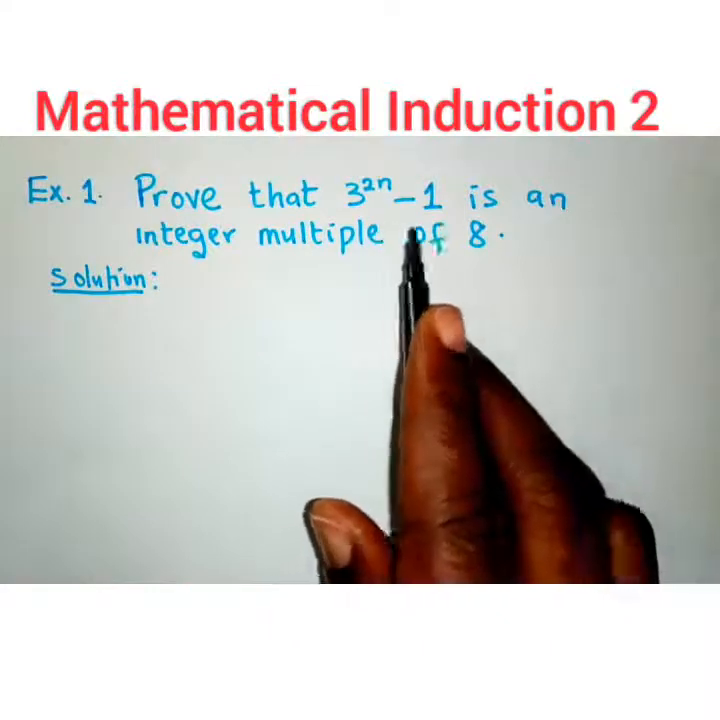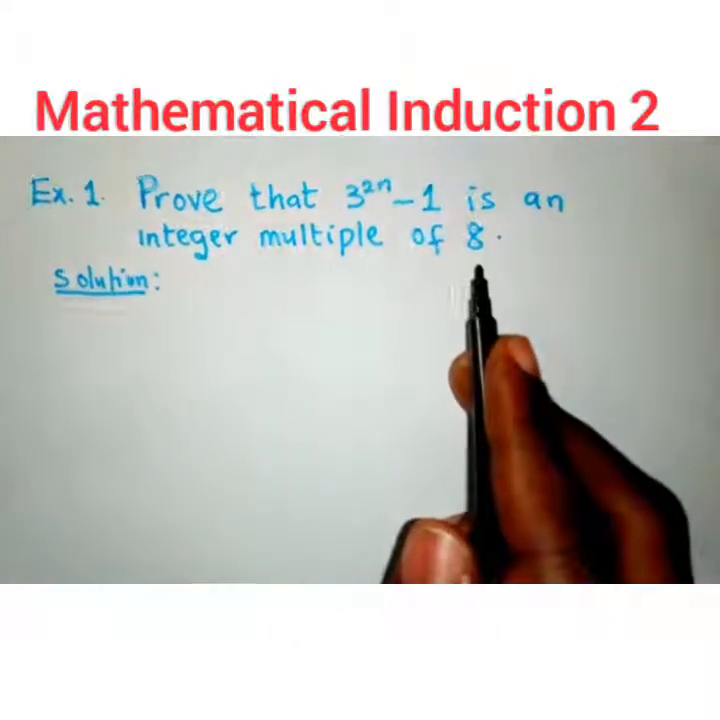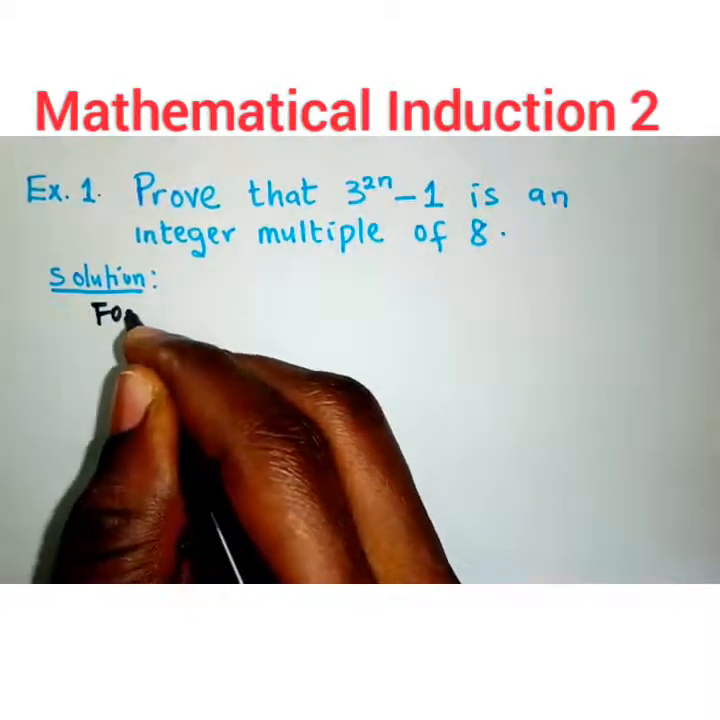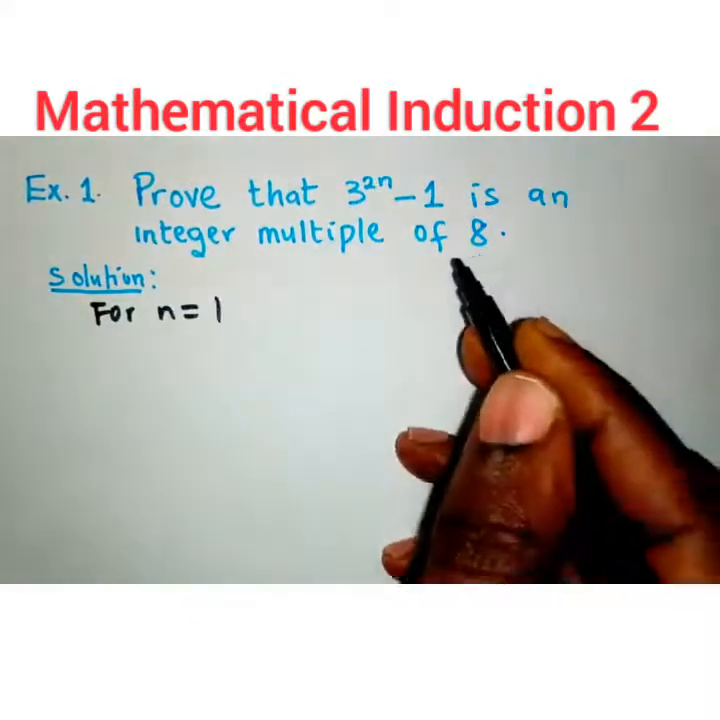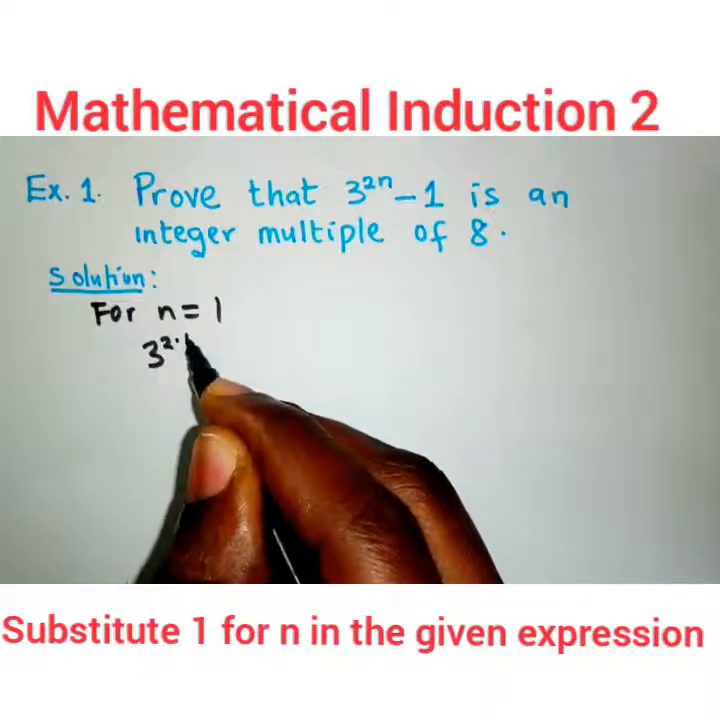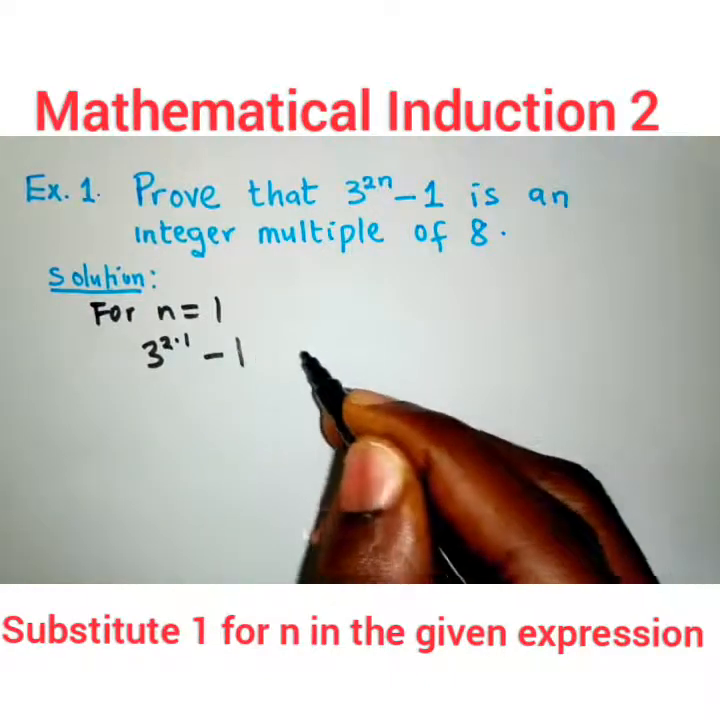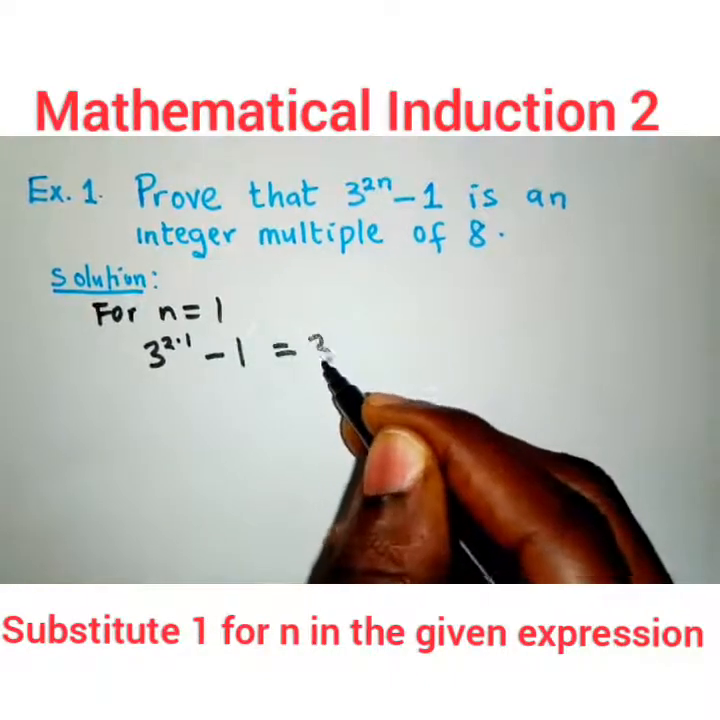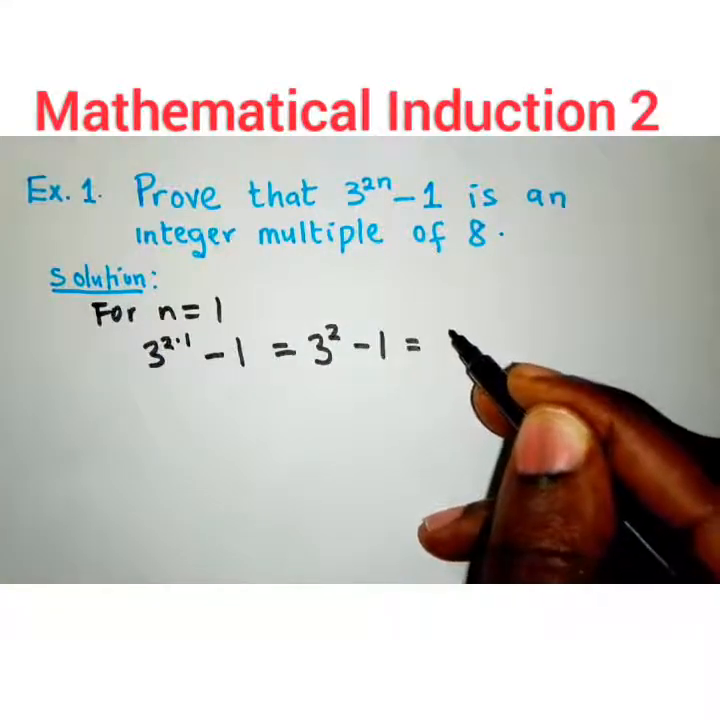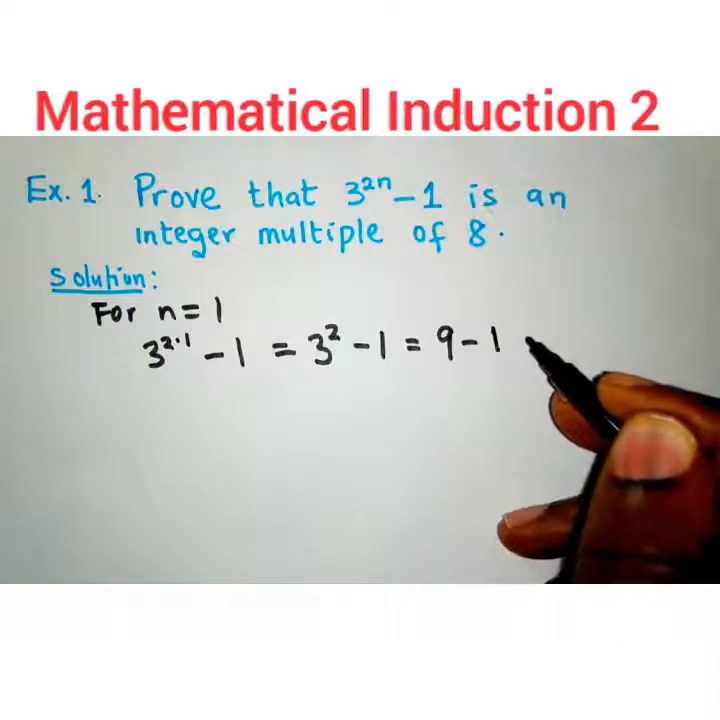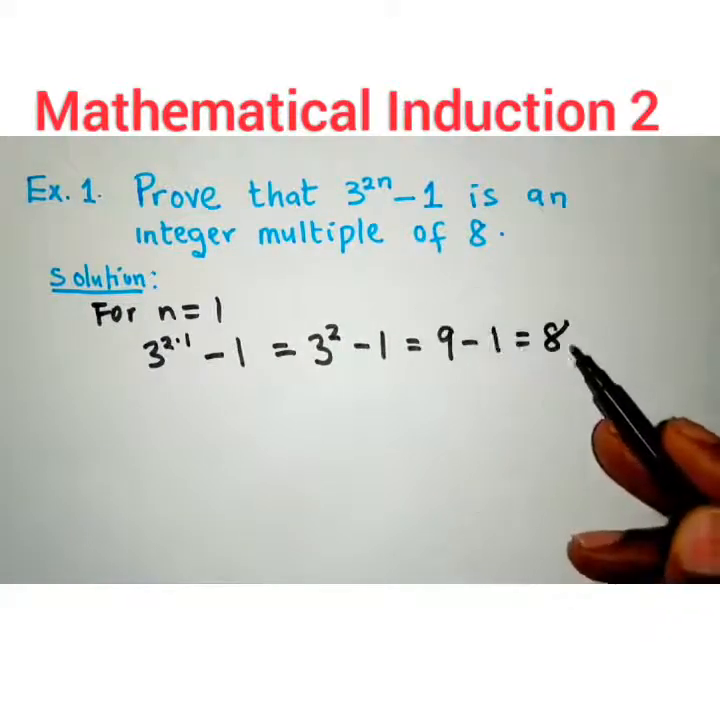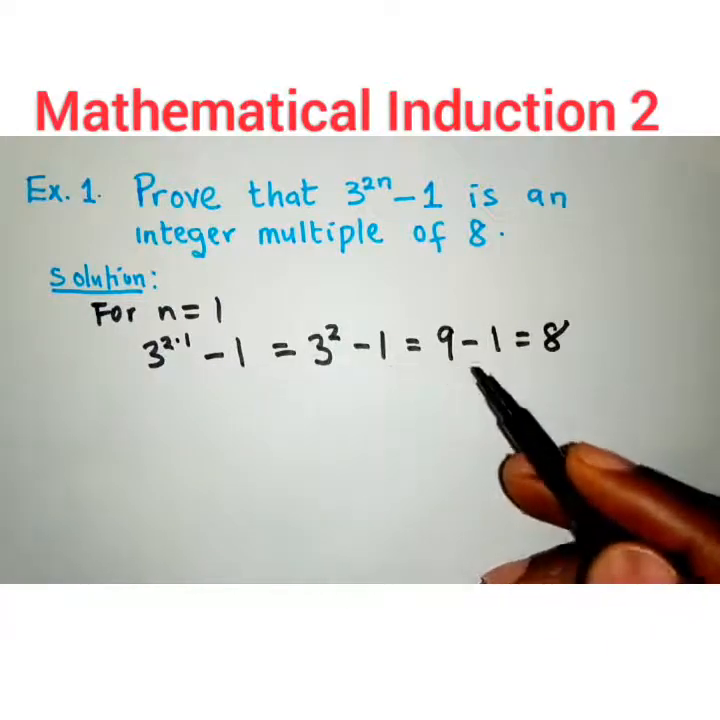Prove that this expression, 3 raised to power 2n minus 1, is an integer multiple of 8. So we show for n equals 1. For n equals 1, we have 3 raised to power 2 times 1 minus 1, which is equal to 3 raised to power 2 minus 1, which equals 9 minus 1, which is equal to 8. And 8 is a multiple of 8. So it is true for n equals 1.